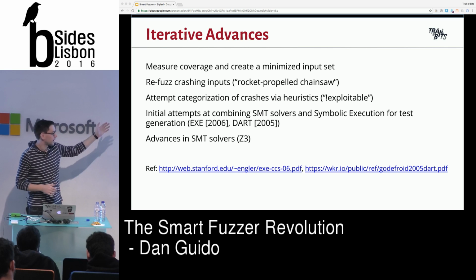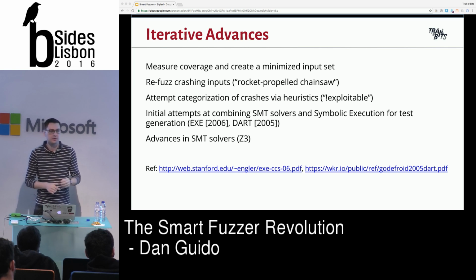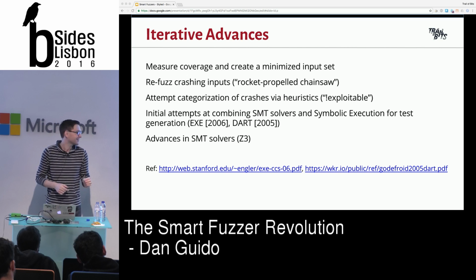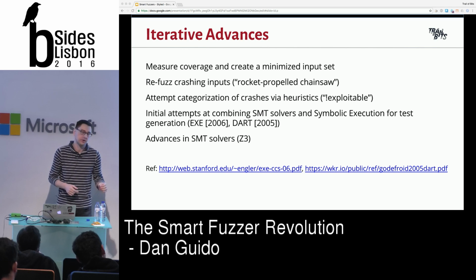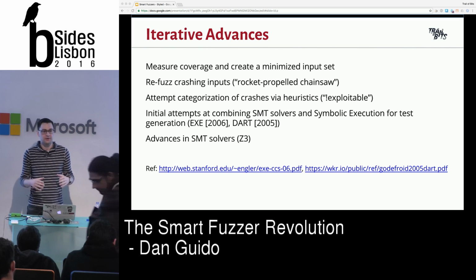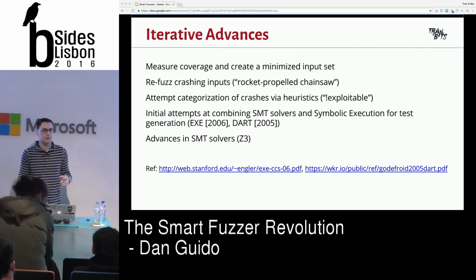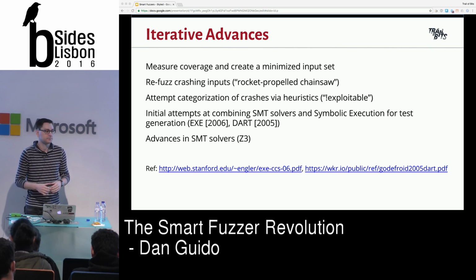We can refuzz crashing inputs. This is what a friend of mine calls a rocket-propelled chainsaw. I like that term too. Once you find a crash, once you find a valid crashing input, or rather an invalid crashing input, you can explore the state around it, explore the code around it by continuing to fuzz that crashing input. Generally, bugs cluster together, right?